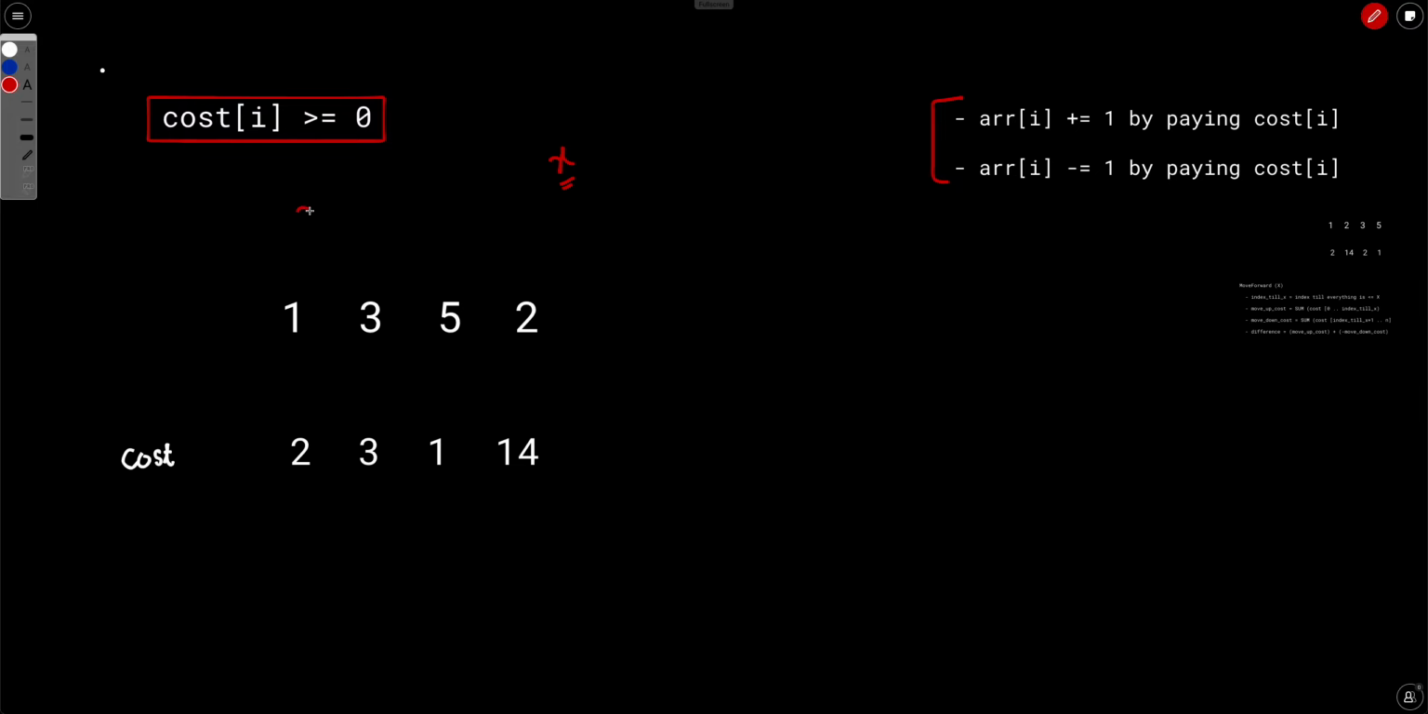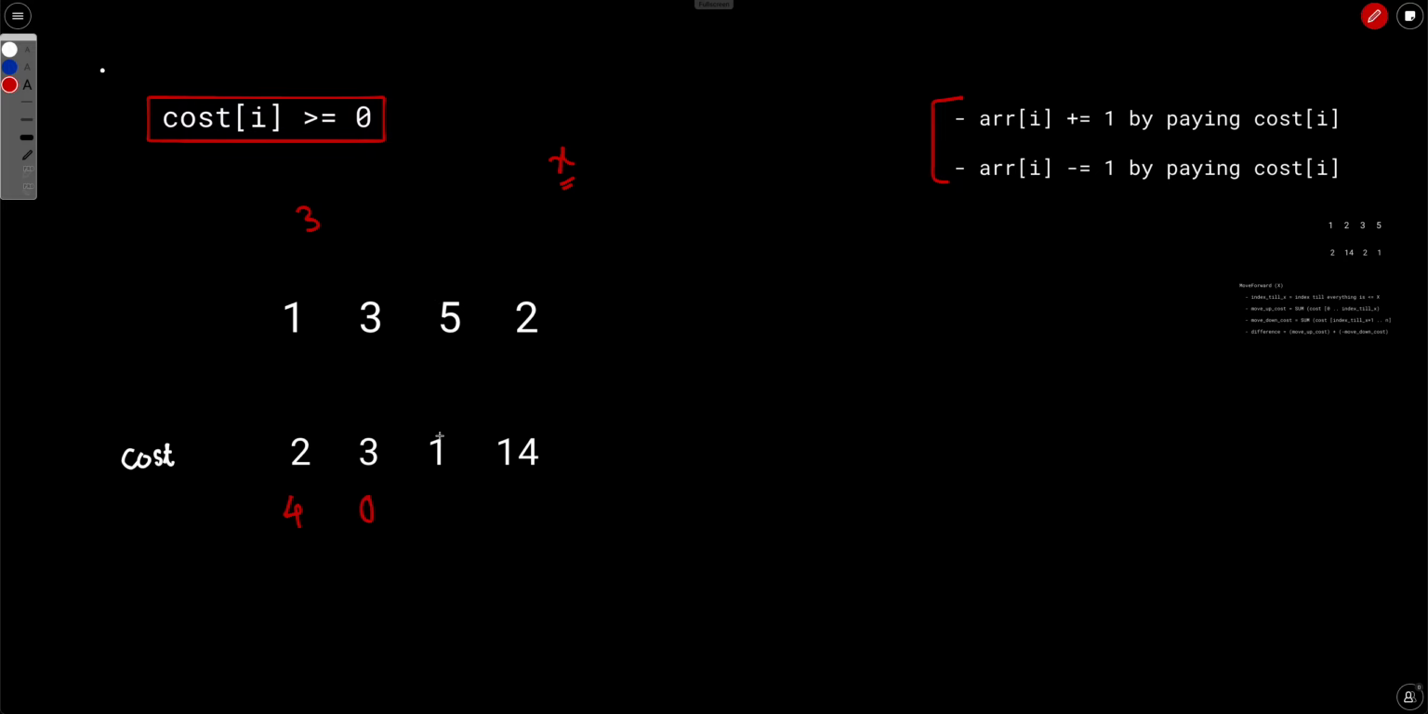So let's say x is 3. You are making everything 3. So what is the cost of making this 1 to 3? You have to make this one 3, so you have to increment it twice. If you are incrementing it twice, you will be paying 4 units of cost. Now, what is the cost of making this 3 a 3? This is already 3, so you will not pay any cost.